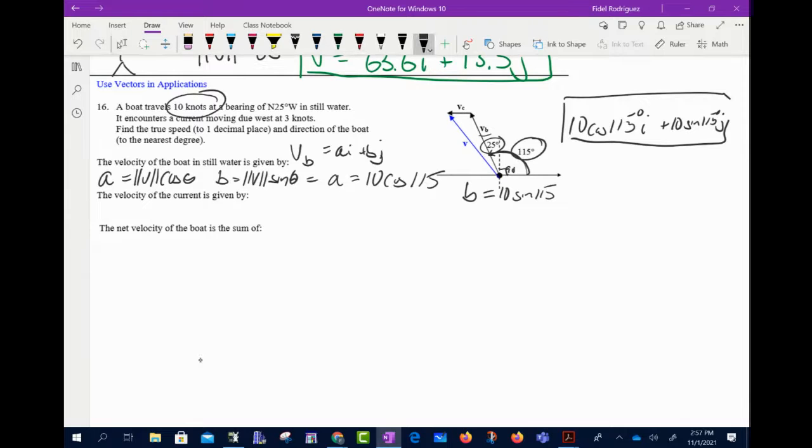Now, the second part of the problem asks, what's the velocity of the current? The current is moving westward at 3 knots, right? So if it's moving west, y'all agree it's moving to our left? If it's moving to the left, wouldn't we say it's an ai plus bj form? Would you agree that I could write it like this?